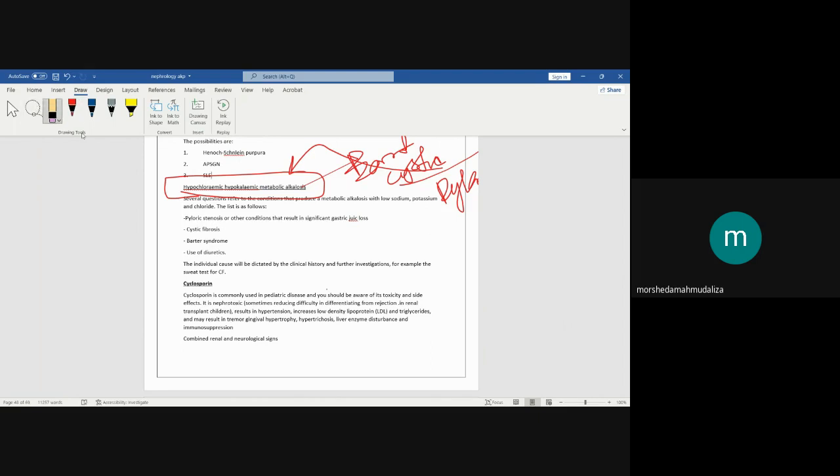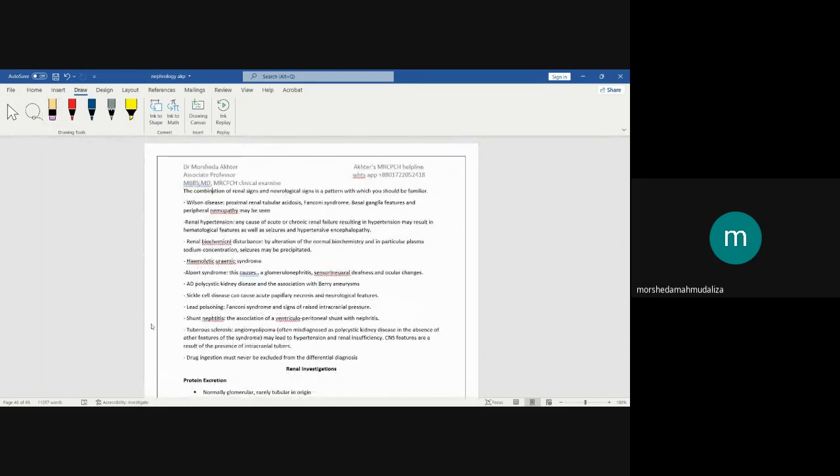And if the child is treated with cyclosporin, because there are some renal cases who are getting cyclosporin, the scenario would be like renal transplant on cyclosporin. They could have hypertension, gingival hypertrophy, hypertrichosis, and liver enzyme problems. Okay, so these are the things.